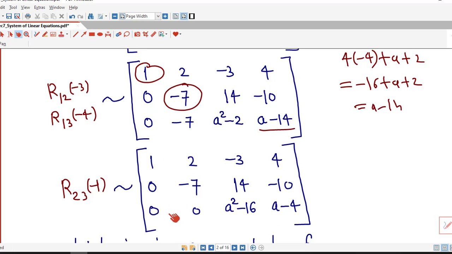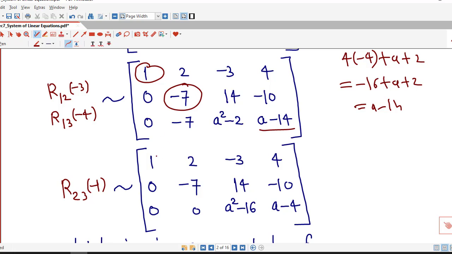Here both are 0, so we have 0 here. Minus 7 into minus 1, which is 7, minus 7, 0. 14 into minus 1, which is minus 14, plus a square minus 2. So we will have a square minus 16. Minus 10 into minus 1, which is 10. 10 plus a minus 14, which is a minus 4.